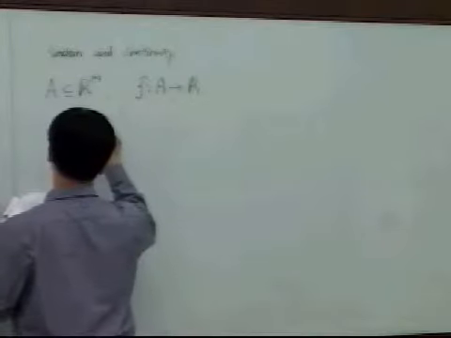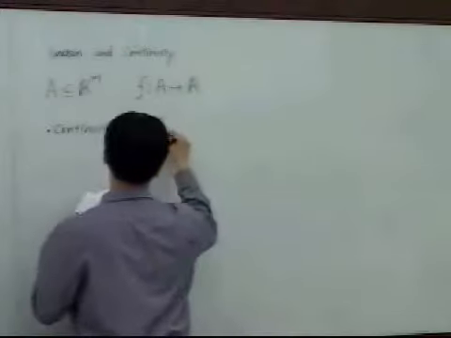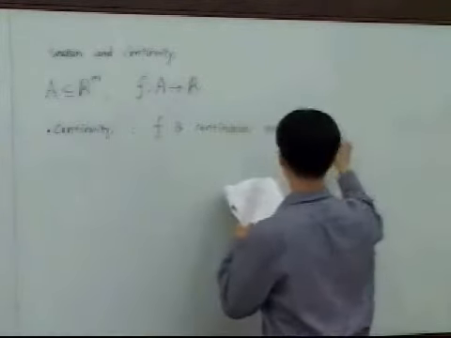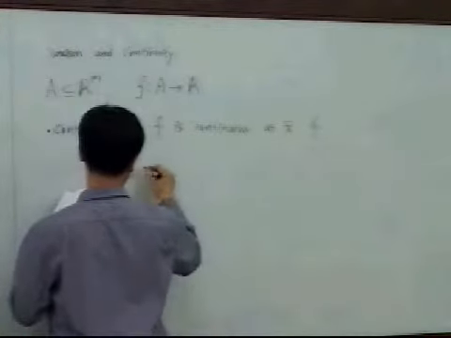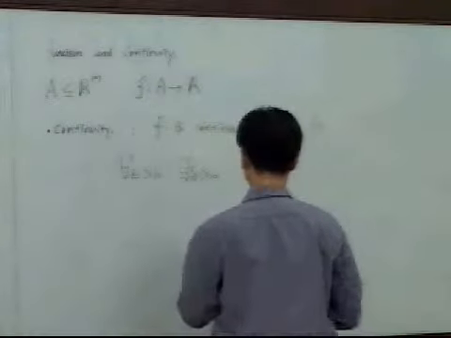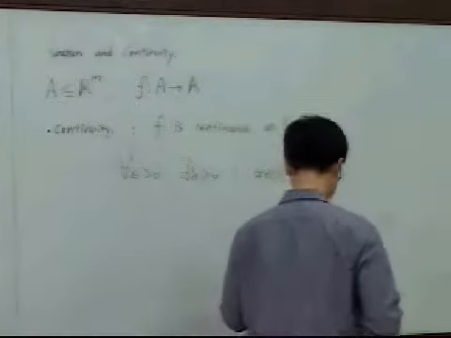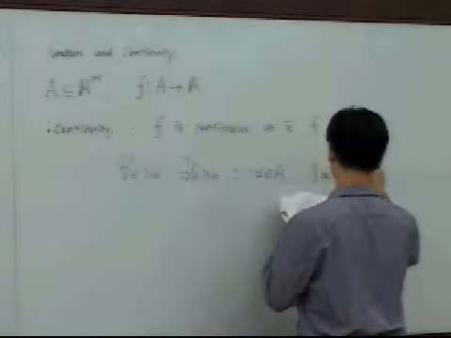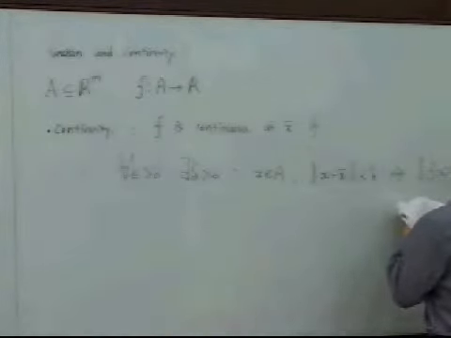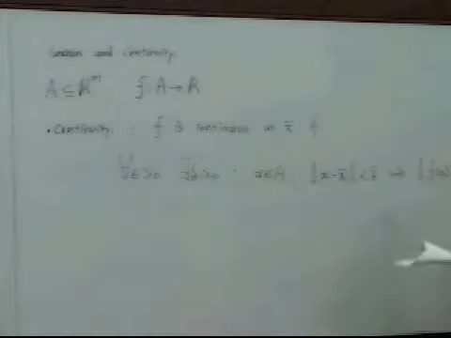And continuity. F is continuous at a point x bar if for all epsilon, positive number of epsilon, there exists a delta, also positive number, if those things are satisfied, and we call this function continuous. It is just saying, it's like that.